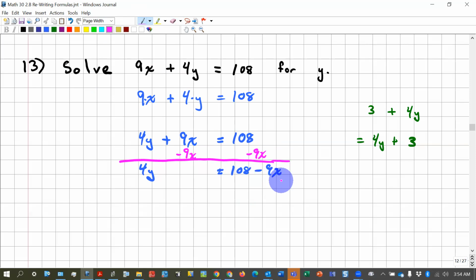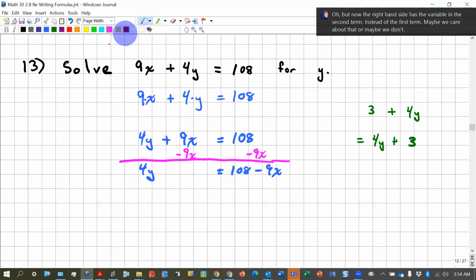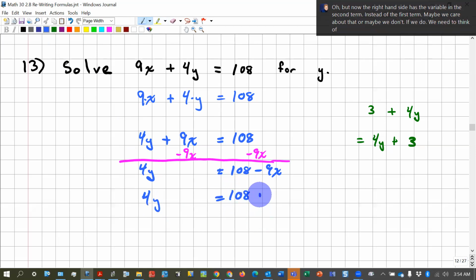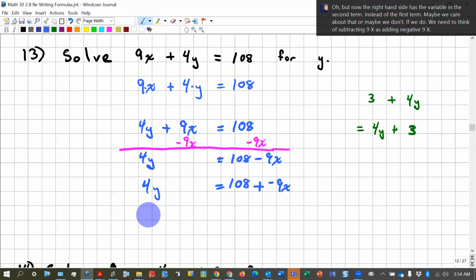Oh, but now the right-hand side has the variable in the second term instead of the first term. Maybe we care about that, or maybe we don't. If we do, we need to think of subtracting 9x as adding negative 9x. And then we can change the order of those two terms.